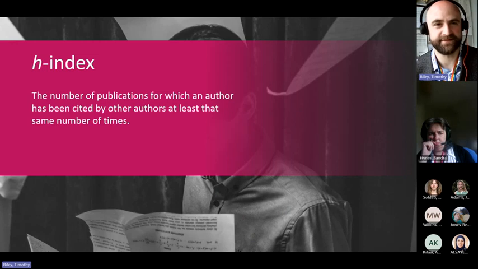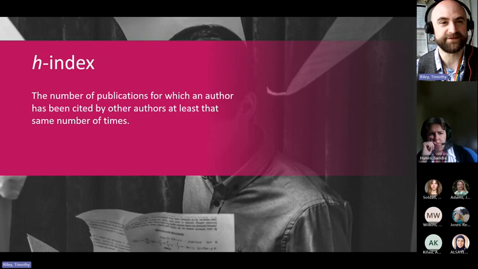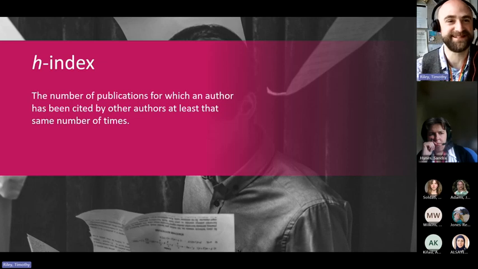Originally, this was used in, I think it was theoretical physics or physics. It could have been computing, I'm forgetting, but anyway, it was originally researchers in the sciences who this was designed for. And the way this is calculated, it looks for the number of publications where an author has been cited by other authors at least that same number of times. And that may not make very much sense, but if you've got an H-index of say 5, that means that the researcher has got at least 5 papers that have been cited at least 5 times.